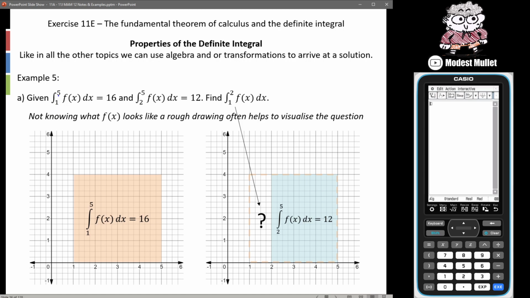Right, given that the area between 1 to 5, so we've just done a little diagram. We don't know what the line looks like. We're just told it's f of x, so some line, but we're told the area between 1 and 5 is 16. And we're also told the area between 2 to 5, this area here, is 12. Find the area between 1 and 2. Well, again, pretty obvious. If the whole area is 16, this area here is 12, that must mean this section here is 4.